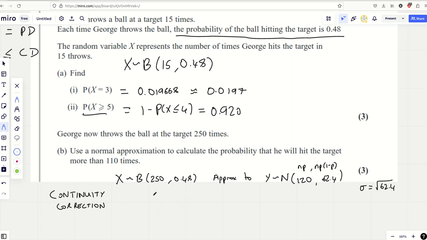And so we're going to find, let's have a look, what do they want? More than 110 times. So we're going to look for the probability that x is, now if you're more than 110, then you're 111 or more. So I'm going to change that straight into 111. You don't have to, but I think it'll be easier to do that. And I'm going to write that roughly equals the probability that y is greater than or equal to. Now this will not be 111 because of the continuity correction.